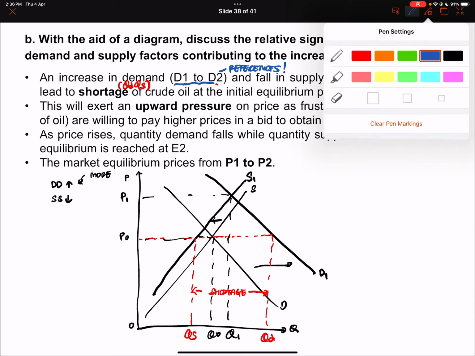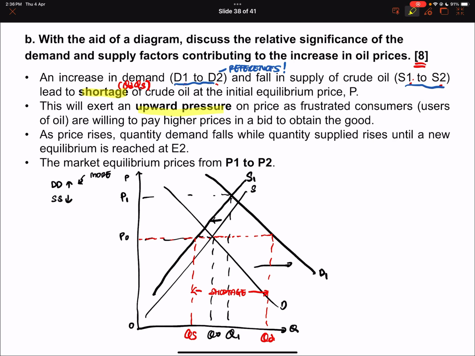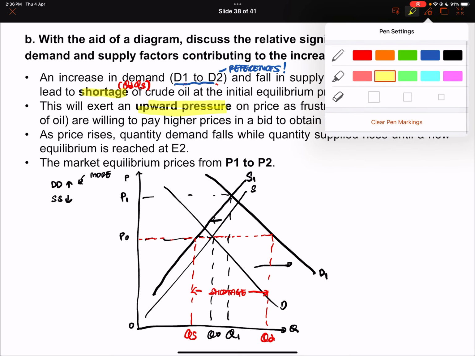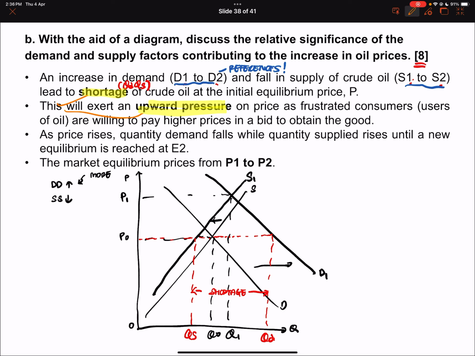So shortage, we've spoken about this. This is a technical term. So make sure you use technical terms. Shortage, which will lead to upward pressure on price, right? So then frustrated consumers would be willing to pay higher prices to get the good. So then price rises, QD falls here, QS rises here, until you hit the new equilibrium, which is E2. E2 is here. So then equilibrium price rises, so mine is from P0 to P1.